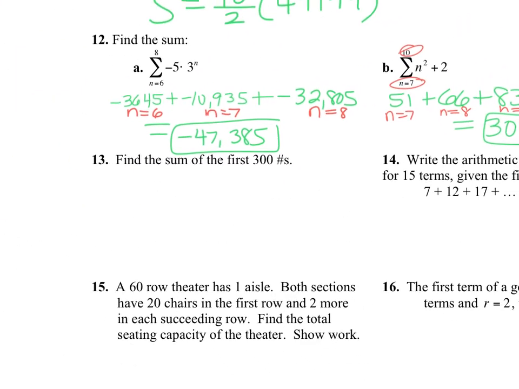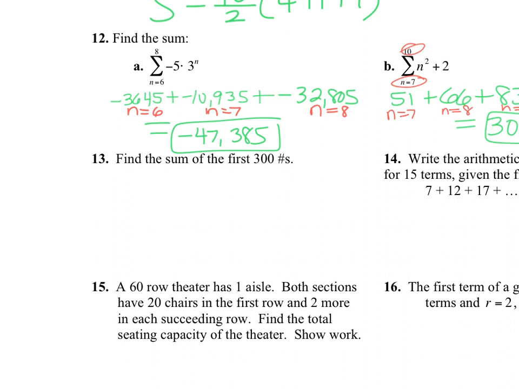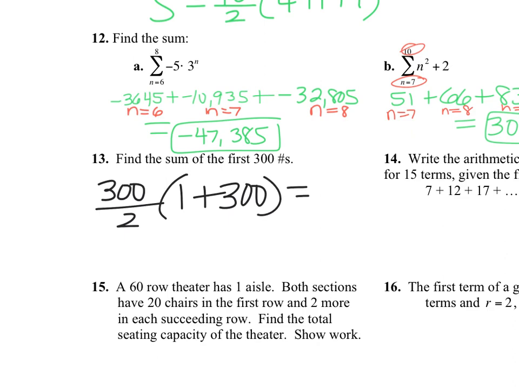Okay, number 13. Find the sum of the first 300 numbers. All right, how many numbers are you adding up? 300. What's the first number if you're going to add up the sum of the first 300 numbers? 1. What's the last number? 300. All right, beep, boop, beep, boop, get your answer.